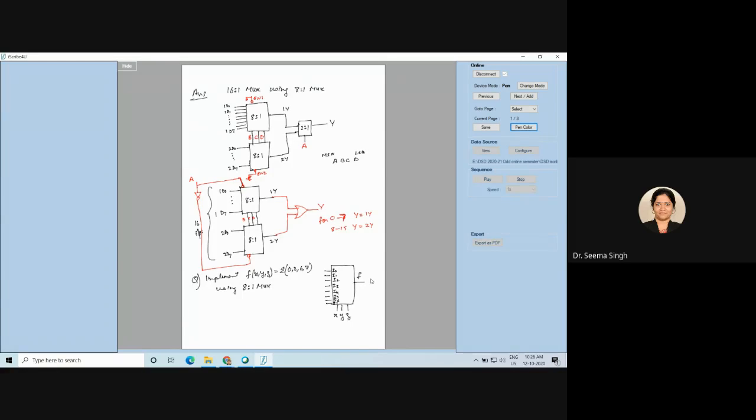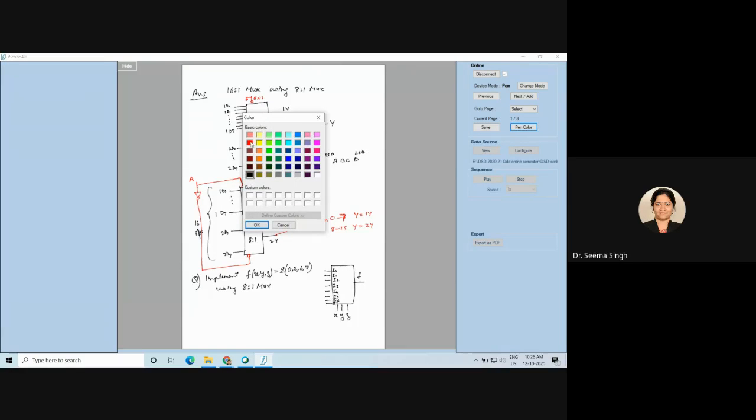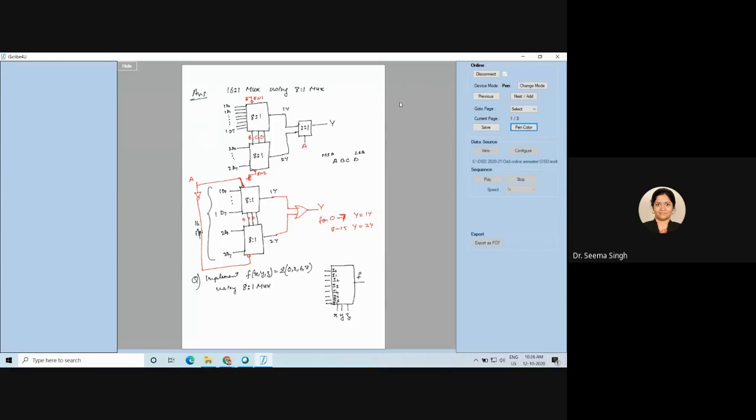I am taking the select line as XYZ. What can be done? For 0, 2, 6, 7, something special has to be done. For a 0, for a 2, 6, 7, F should be equal to 1. So how to make it 1? How to make it 1? Making it 1 is connecting it to VCC.